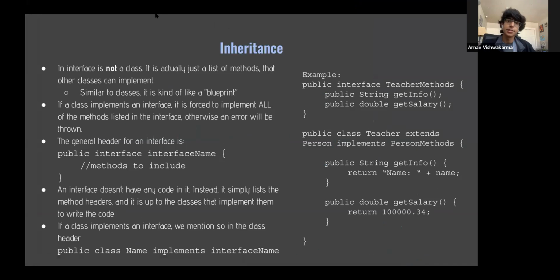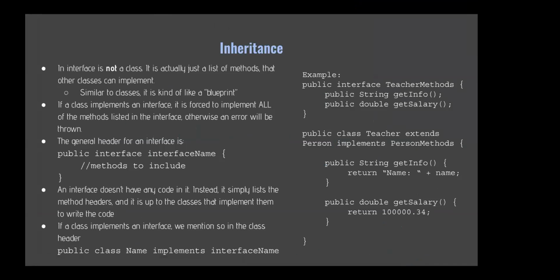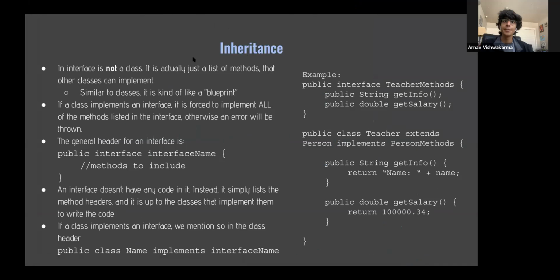And one thing, so now we can talk about, sorry, that header there is actually wrong. That should say interface, so just ignore that. And this is supposed to say interface. So an interface is actually not a class, and it's actually just a list of methods that other classes can implement. So similar to classes, interfaces are kind of like a blueprint that other classes can use and implement.